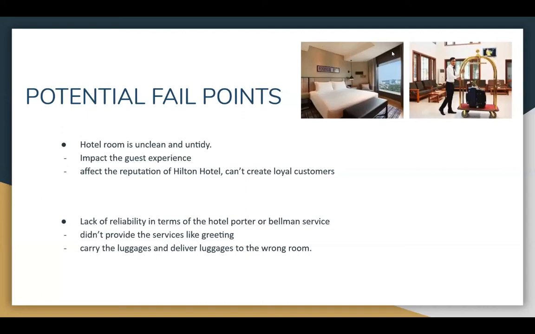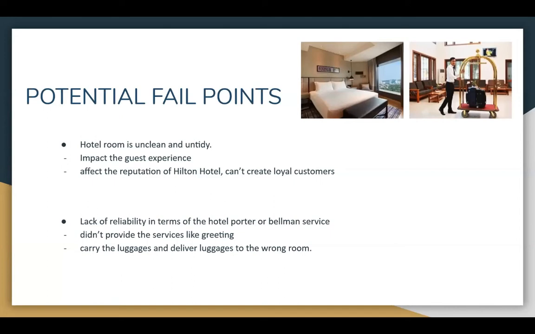And the last fail point will be lack of reliability in terms of hotel porter or bellman service. As the hotel porter will be the first person having contact with the customers, they didn't greet or smile to the customers, and they didn't provide any services like carrying or transporting the luggage. This may give a bad first impression to the customers.